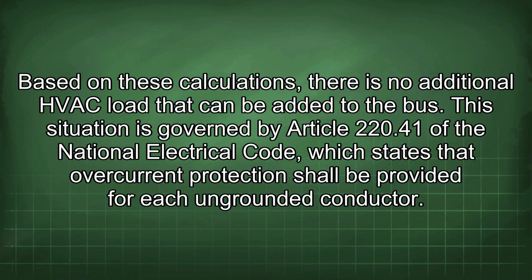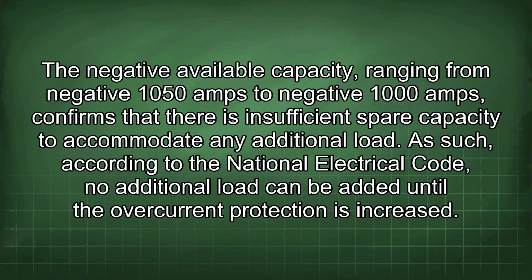This situation is governed by Article 220.41 of the National Electrical Code, which states that overcurrent protection shall be provided for each ungrounded conductor. The negative available capacity, ranging from negative 1050 amps to negative 1000 amps, confirms that there is insufficient spare capacity to accommodate any additional load. As such, according to the National Electrical Code, no additional load can be added until the overcurrent protection is increased.